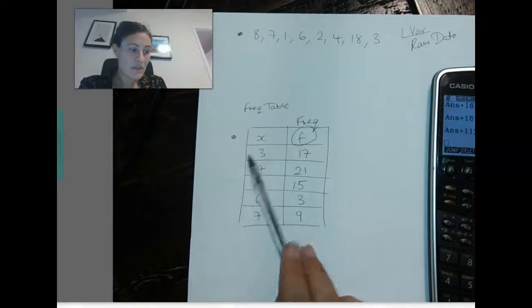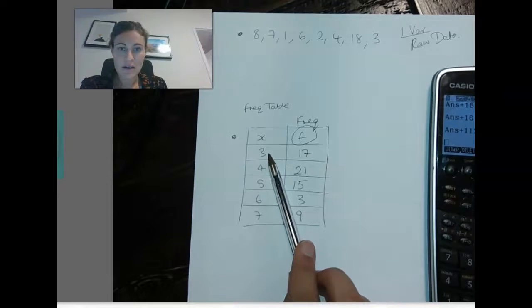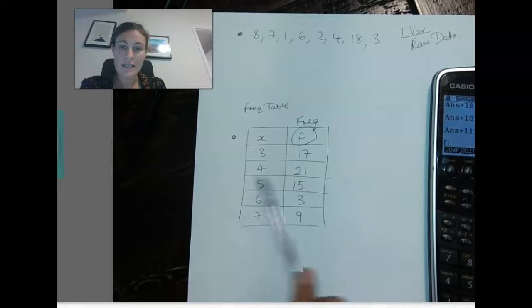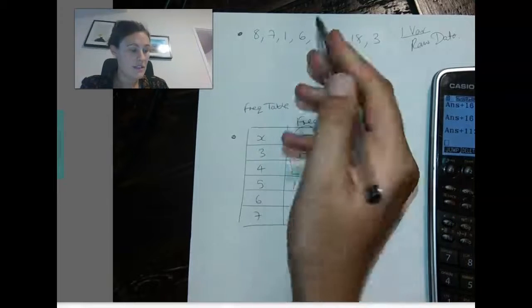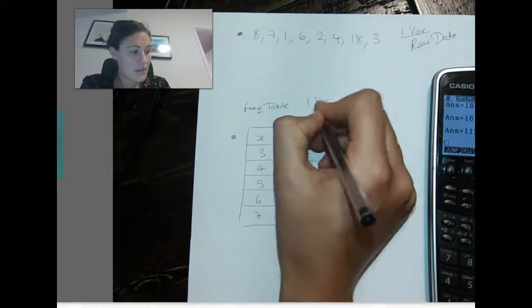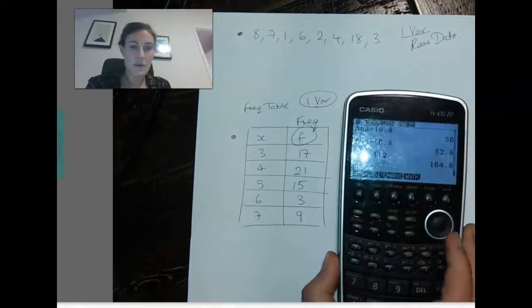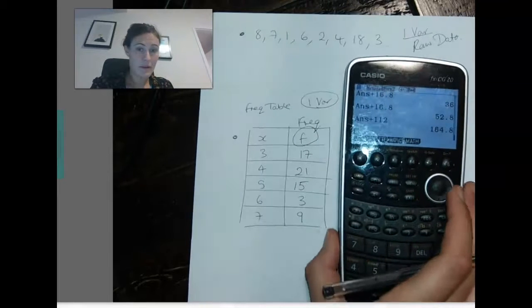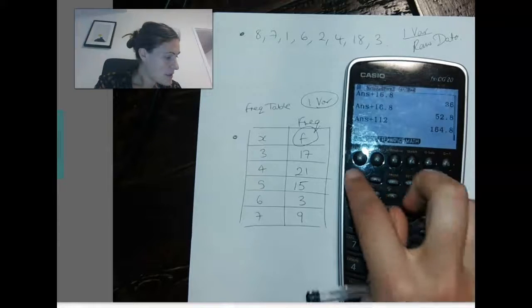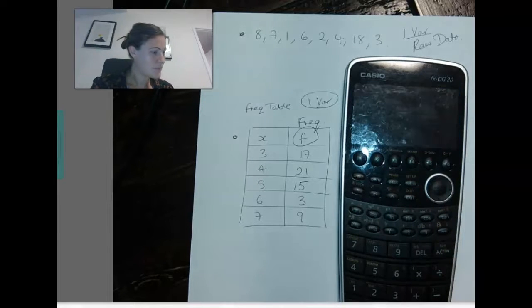So if I was to write this as raw data, I'd write 3 17 times, I'd write 4 21 times, so it'd be a long list, but it could be a list just like this one. Okay, so that's the first thing to say. These are both, we're working with raw data. One variable. All right, so start with the calculator off.